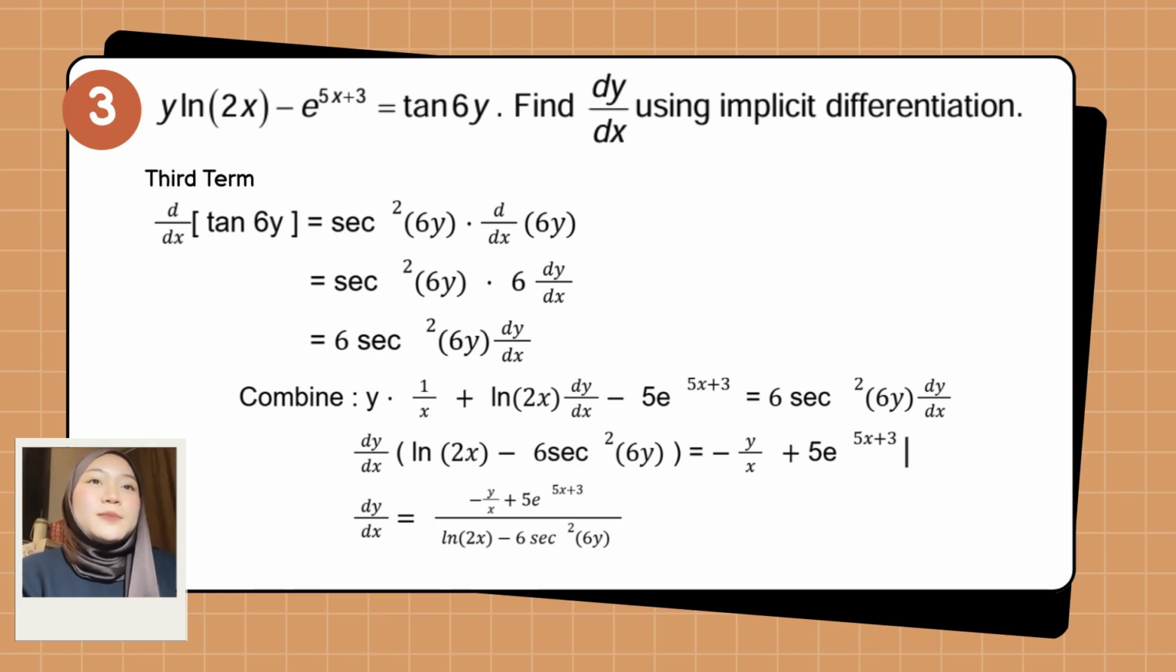To get dy/dx by itself, I divide both sides. Here is an easy way to remember it. The top part of the fraction, the numerator, is the side without dy/dx, which is negative y over x plus 5e^(5x+3). The bottom part, the denominator, is the expression that was multiplied with dy/dx, which is ln 2x minus 6 secant square 6y. So finally, we get negative y over x plus 5e^(5x+3) over ln 2x minus 6 secant square 6y.